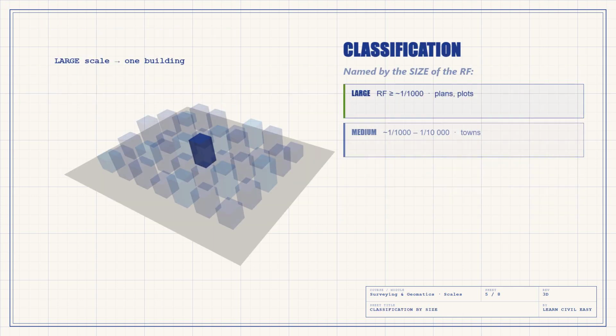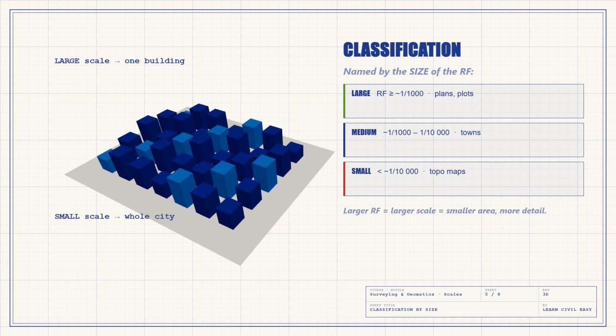Now let us classify our scales by their size. Picture this. A large scale, say 1 by 1000, zooms right in on a small area, showing every little detail like the plan of a single building. But a small scale, as in 1 by 10,000 or even smaller, pulls far, far back to show an entire city on one single sheet. So remember this golden rule, students. The larger the RF, the larger the scale, the smaller the area, and the greater the detail.